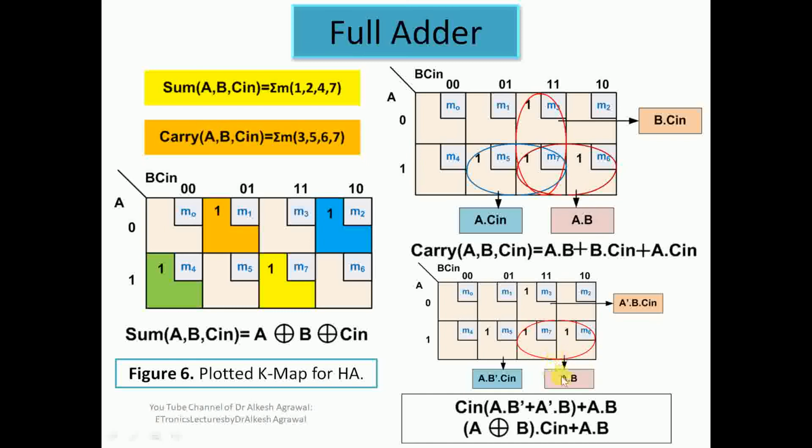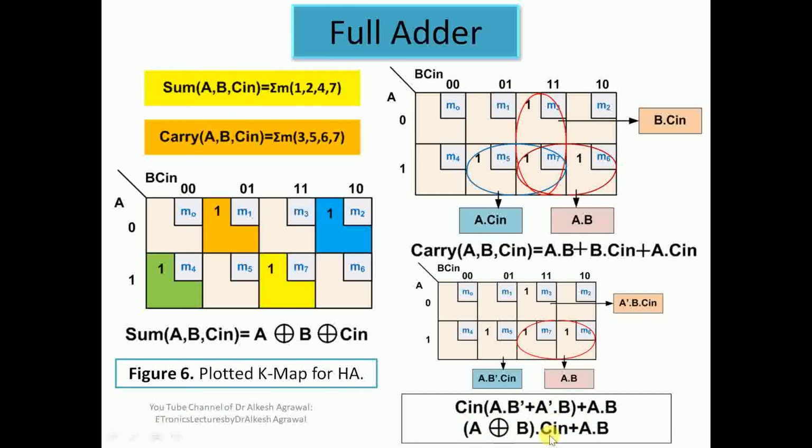So by that we get a reduced value of AB. For this isolated one, we get A bar and B and C in, because A is 0 and B and C in are 1 1, so we get A bar dot B dot C in. And for this isolated one, A is 1, so we get A, and B and C in are 0 1, so we get B bar and C in. If we combine these two values, we get C in as common, so we get A and B bar or A bar and B. So this whole value comes out to be A exclusive or B and C in, or AB.